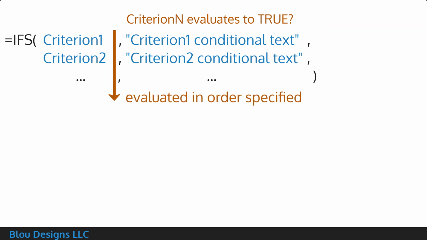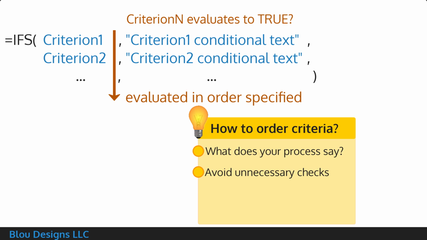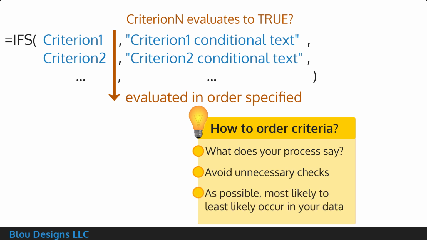Note that these criteria are evaluated in the order in which you specify them, meaning that IFS will display the conditional text for the first criterion that evaluates to true. So, how do you know which of your criteria to list first? You'll take your cues from both the process you're working to support and computational efficiency, ordering to avoid unnecessary checks and, as possible, to forefront the criteria that's more likely to occur.